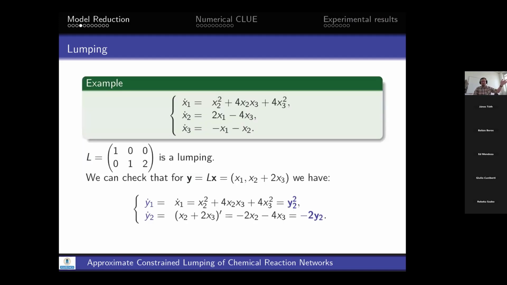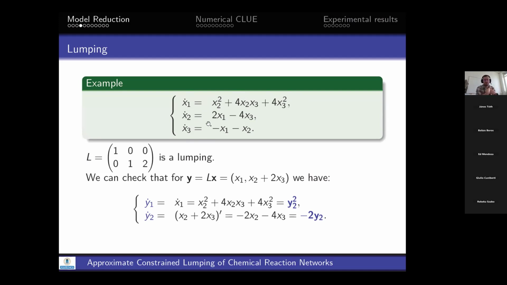As an example, here we have a small toy example that we are going to work through a bit during the talk. Here we have three differential variables, x1, x2, x3, and their derivatives are equal to some polynomials in these three variables, right? The first one is just this degree 2 formula. x2 prime is just this linear combination of x1 and x3, and so on.